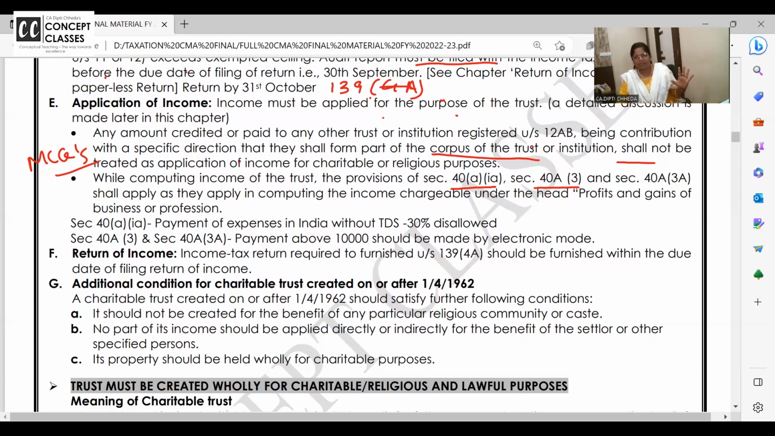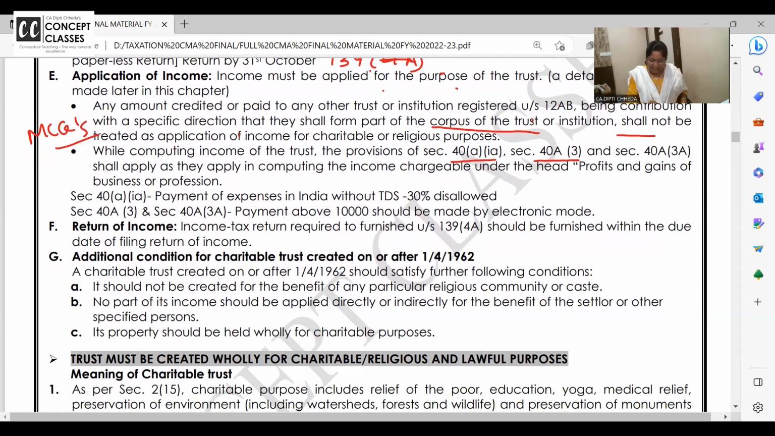You remember or not? I had to pay you 10 rupees, deduct 1 rupee, pay to government and actually pay you 9. By mistake, sorry, I paid you full 10. So 30% of that expense is disallowed now. When I deduct the TDS in that year, it will be allowed. Payment outside India without TDS, 100%.